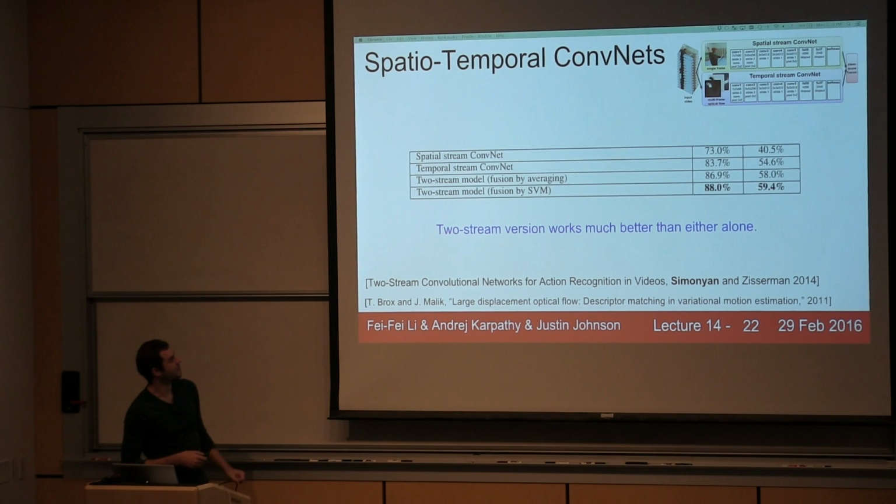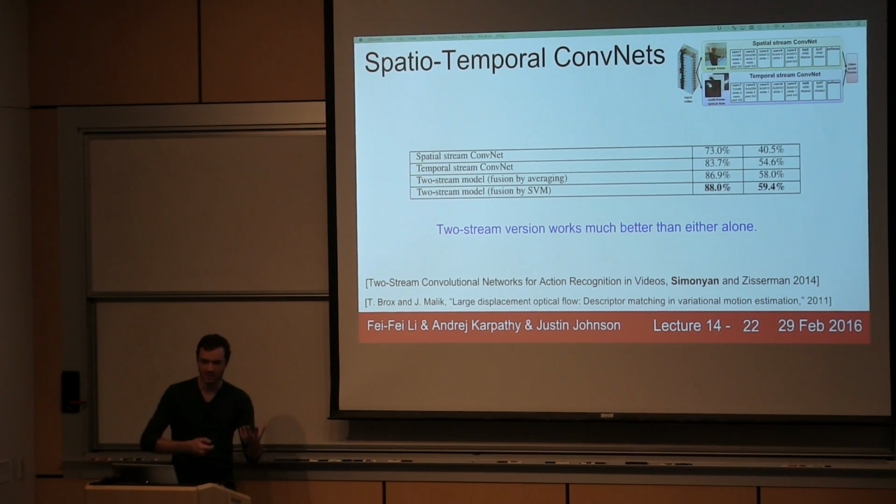They found, for example, that if you just use a spatial convnet, looking only at images, you get some performance. If you use a convnet on just the optical flow, it actually performs slightly better than just looking at the raw images. So optical flow in this case contains a lot of information. And if you fuse them, you end up performing even better.